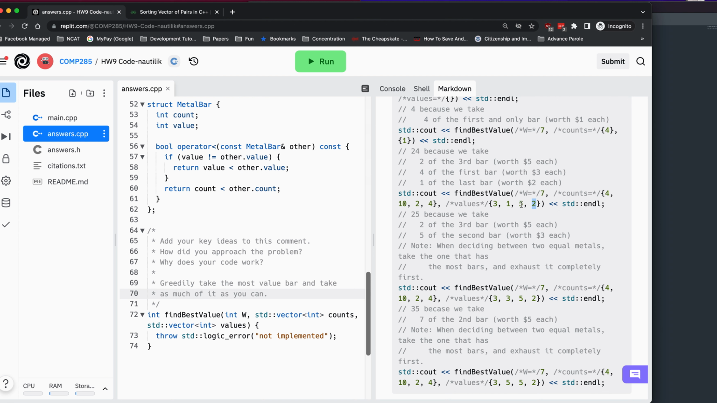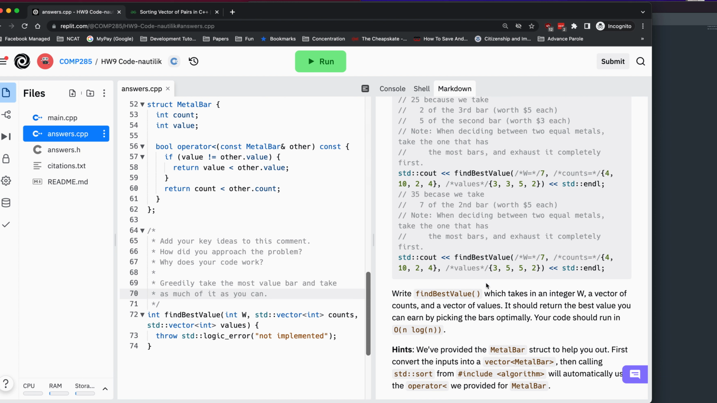So what you would do is you would just take as much of the most expensive bar. So you would take 2 of the third bar because it's worth $5 each. So you take as many as you can. There's only 2 of them, but you take all, they're worth 5 each. So that gives you $10 worth of value. Then you take the next most expensive bar, which is actually the very first bar, and there's 4 of them. So you take all 4. And then the very last bar is the next most expensive. There's 4 of them, but you only have space to take 1 more. So you take one of the last bar worth 2. That gives you 24. And then you guys can look through the next examples.